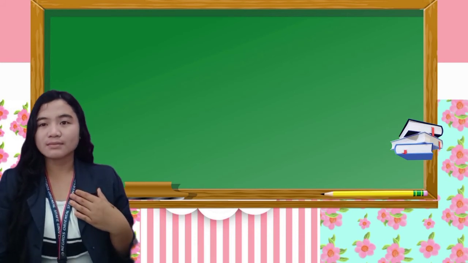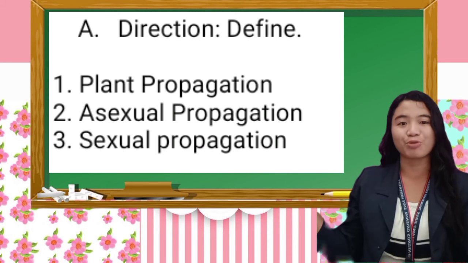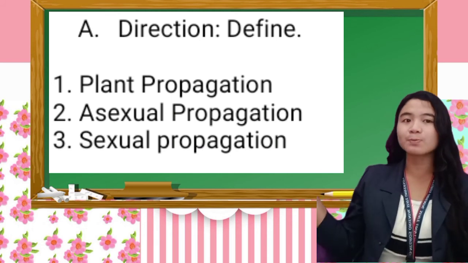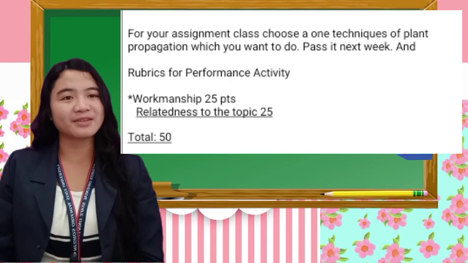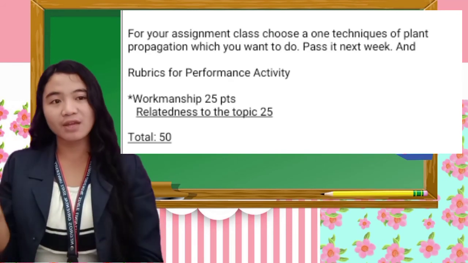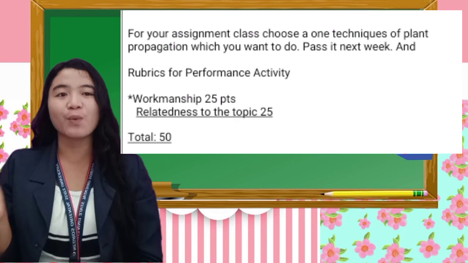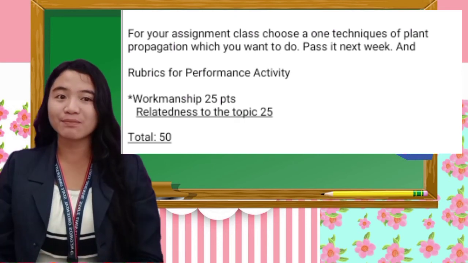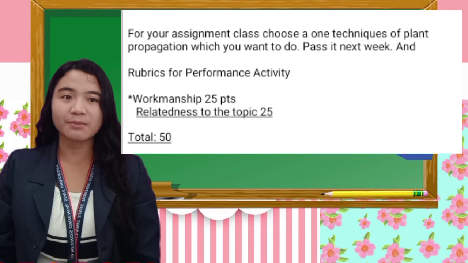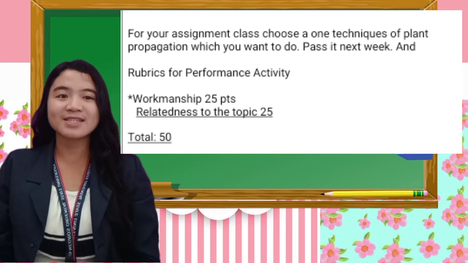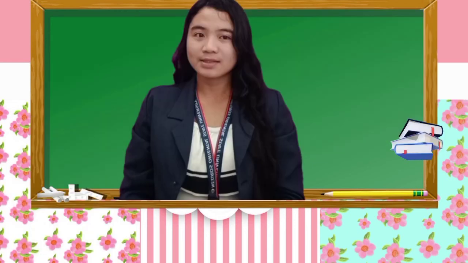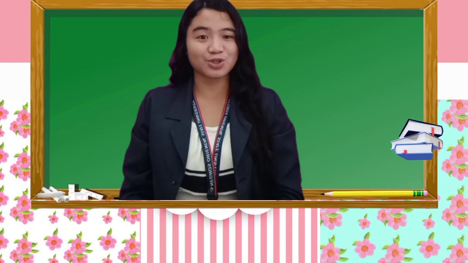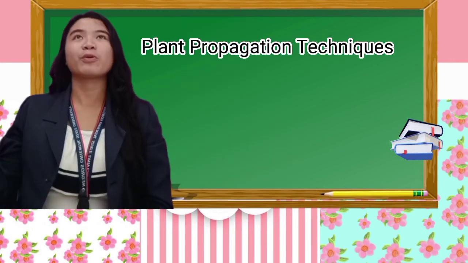I will let them define what plant propagation is, what asexual propagation is, and the third one, what sexual propagation is. Then for their assignment, I will let my class choose one technique of plant propagation which they want to do. I will give them a rubric also: workmanship, 25 points; relatedness to the topic, 25 points; the total is 50 points. So that's all my demo lecture is about: plant propagation techniques.